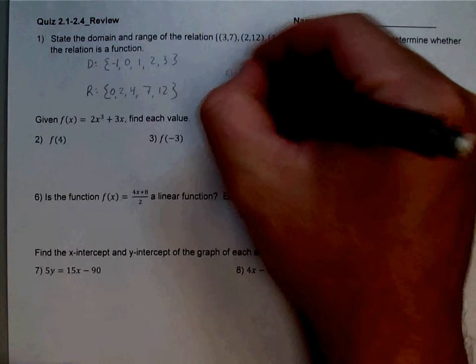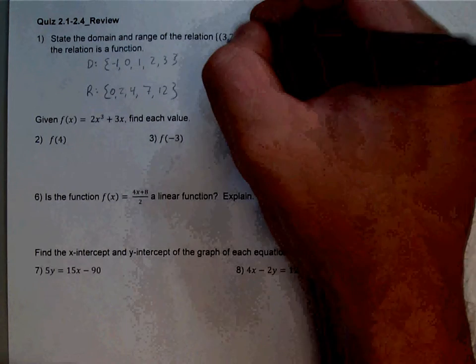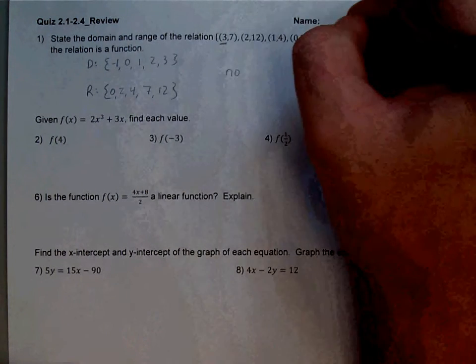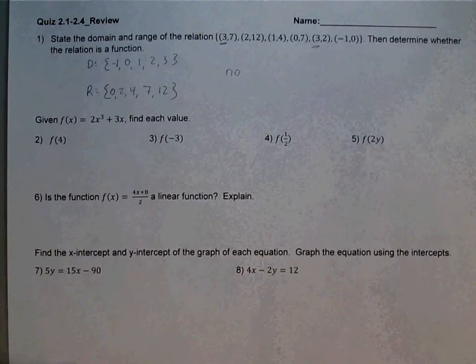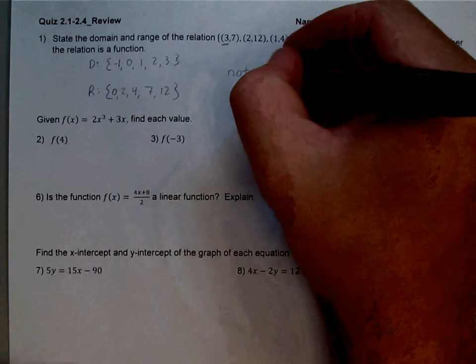The answer to that is no, and the reason it wasn't is because the domain value of 2 was used twice. 3, 7, 3, 2, that's a problem. That makes it not a function.